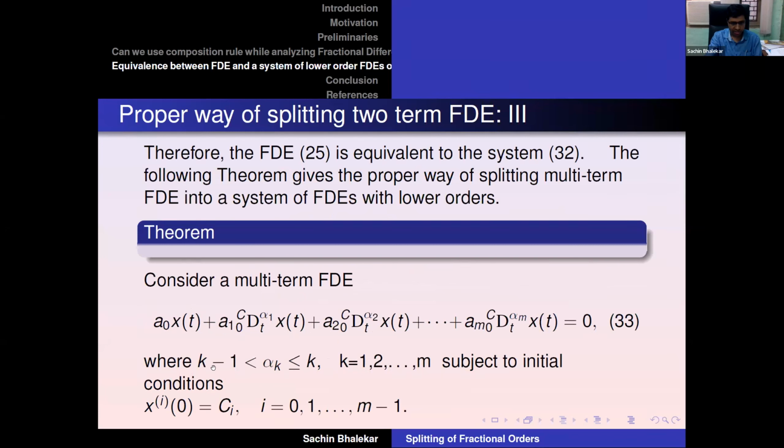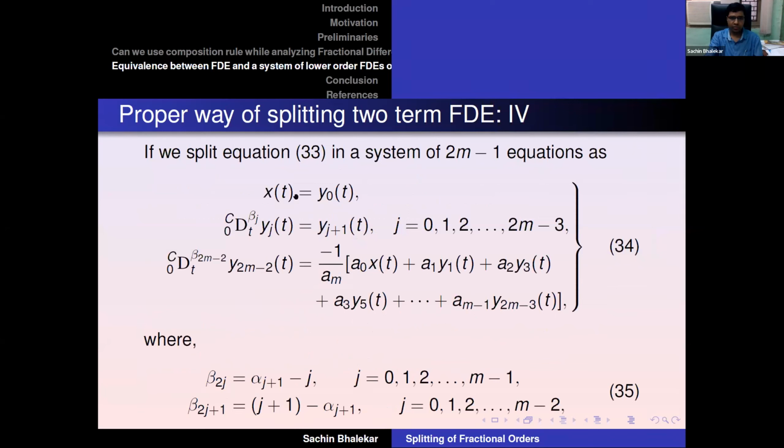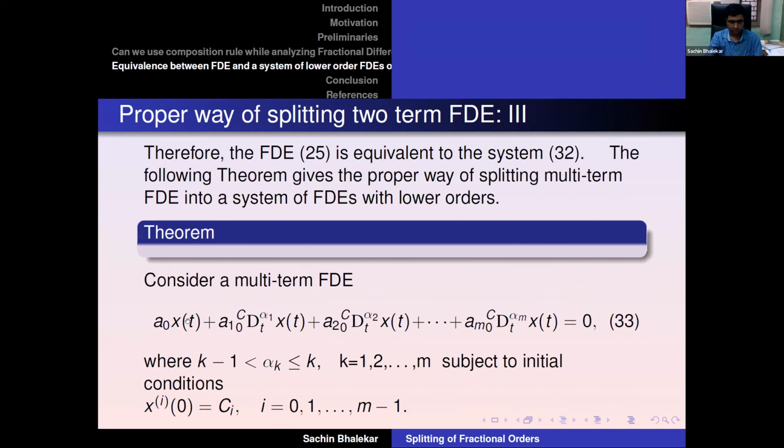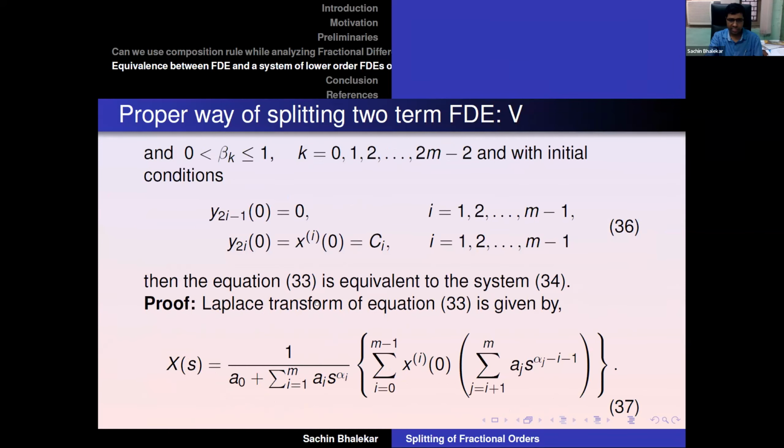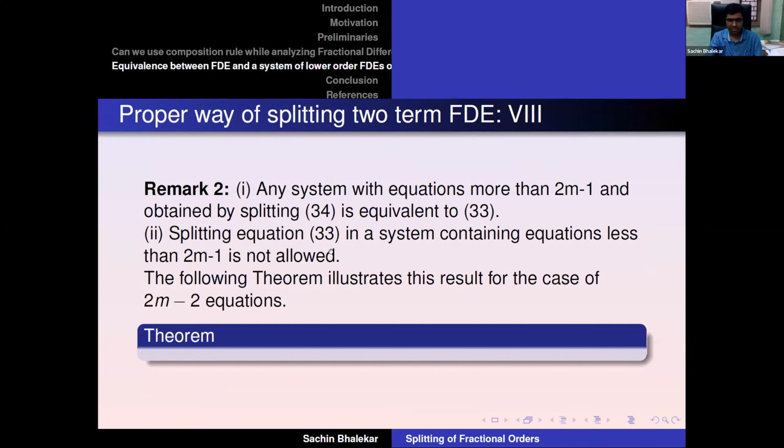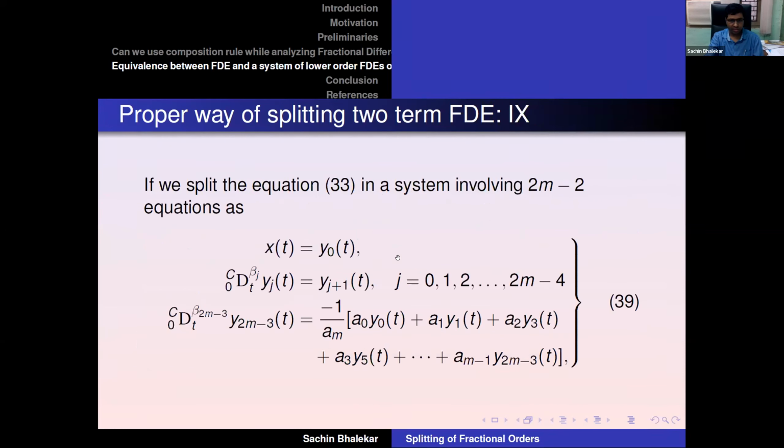And we can have a general result also, meaning we can have m number of fractional derivatives involved in the equation, and we have a result for the proper way to split. So we need 2m minus 1 equations in this system when we have m number of fractional derivatives. Less than this number will not be useful. Computations are involved, and there are some counterexamples. Any system with more than 2m minus 1 equations will be okay in this splitting. If we consider fewer than 2m minus 1 equations, then it will not work. Okay, I think I should stop here.